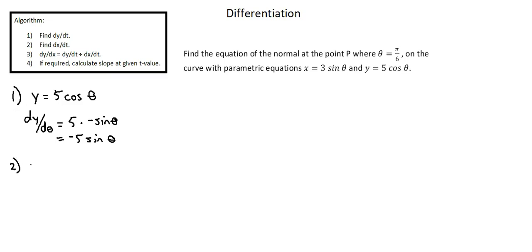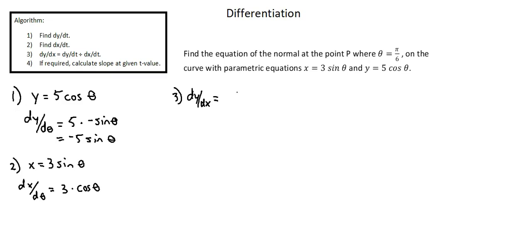Step 2, find derivative of x with respect to theta. Our x equation, x equals 3 sine theta. The derivative of x with respect to theta is 3 times the derivative of sine theta, which is cosine theta, or 3 cosine theta.